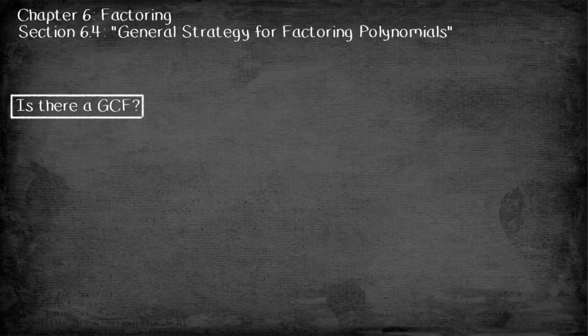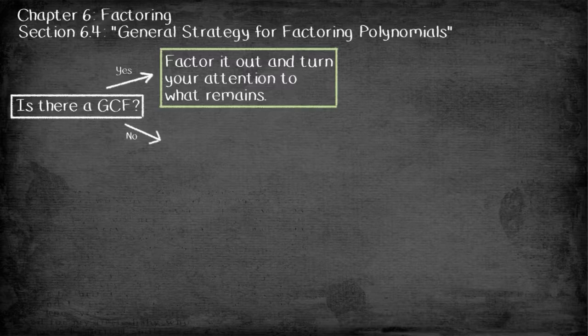When you look at a polynomial, you want to first ask yourself, is there a GCF? There are two possibilities: yes or no. If yes, you want to factor it out and turn your attention to what's left. You consider that part factored, and then you continue this strategy with what remains.